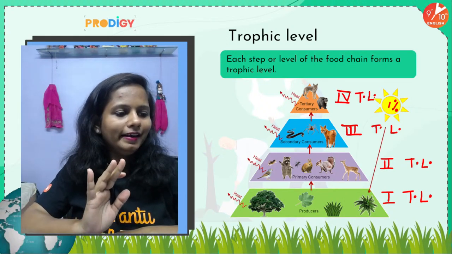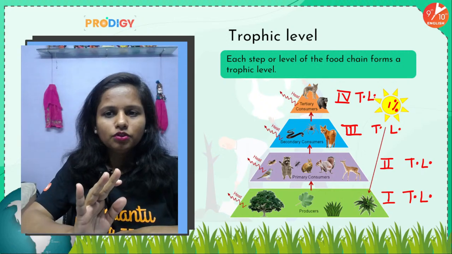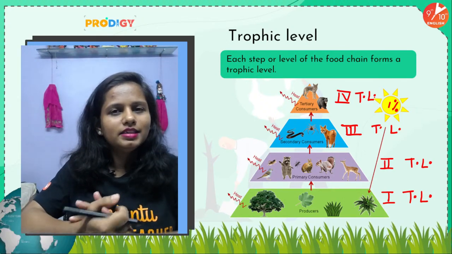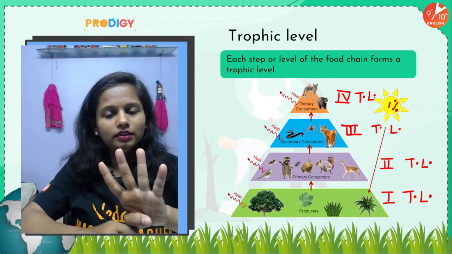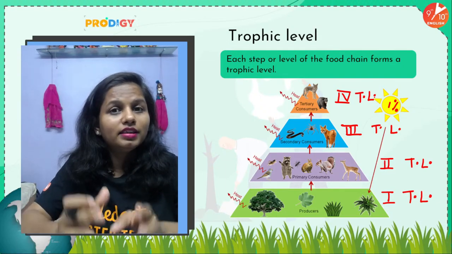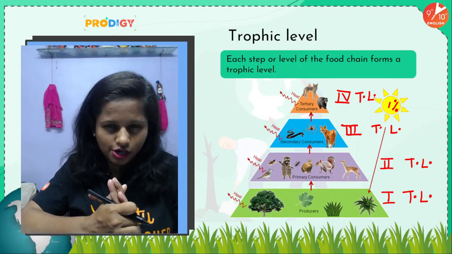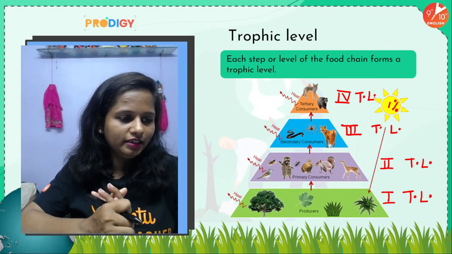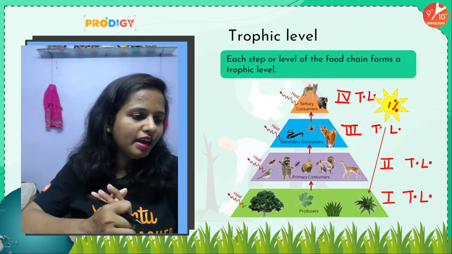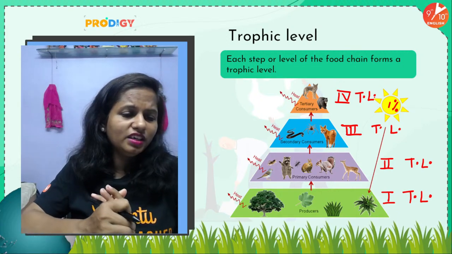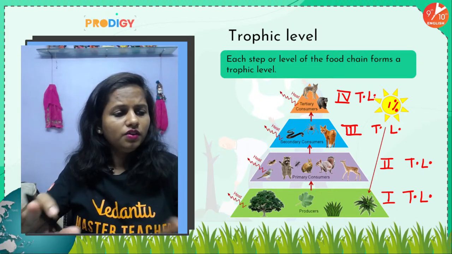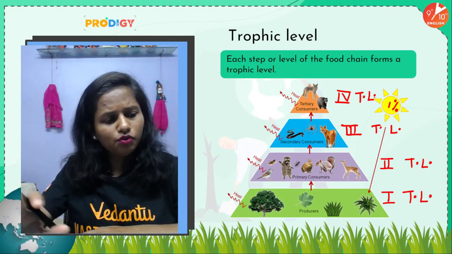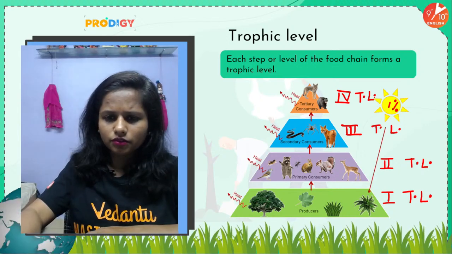Understanding? So, in this given food pyramid, we can see there are four levels, right? Each level at which an organism obtains its food in a food chain is what we call a trophic level. Okay? Now, we are not talking about a pyramid of biomass, number or energy. We are just talking about the food pyramid. Okay? That's it. Food pyramid.